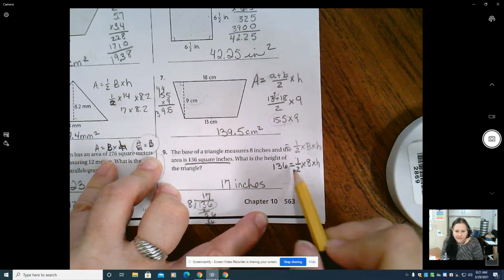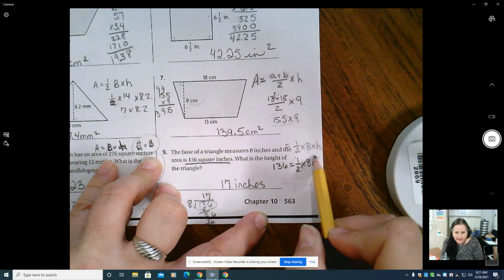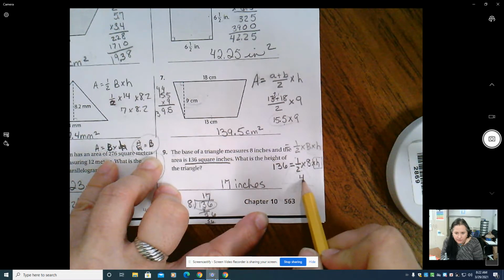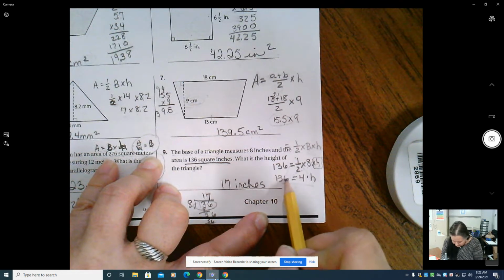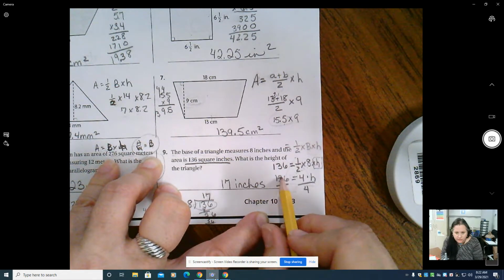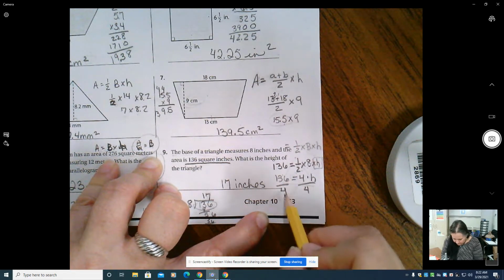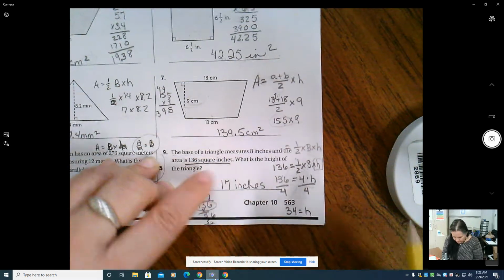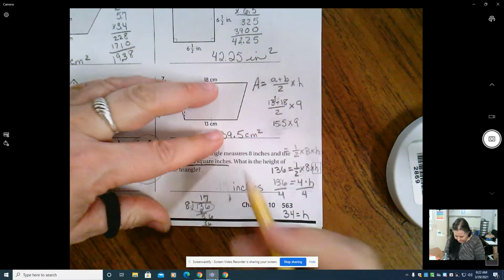Okay. So here we have 1/2 times the base. Okay, we need to isolate this variable to find the height. So 8 divided by 2 is 4 times the height equals, on this side, 136. Here we can divide both sides by 4. 4 goes into 13 3 times, with 1 left over. 4 goes into 16 4 times. So 34 inches is going to be my height.